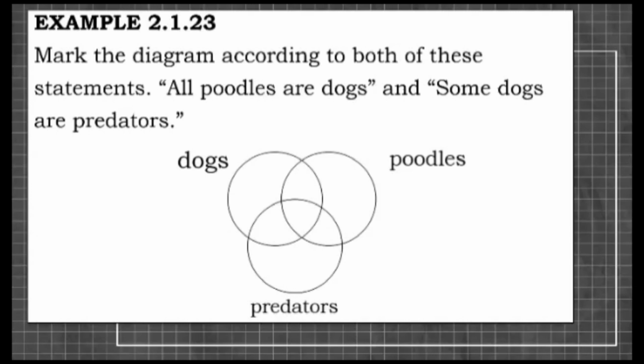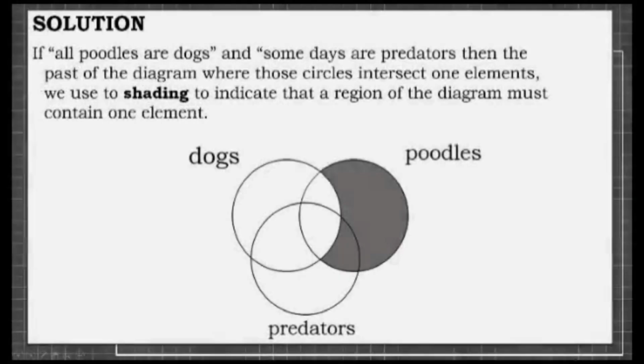2.1.23: Mark the diagram according to both of these statements. All paddles are dogs and some dogs are predators. So here is the solution. If all paddles are dogs and some dogs are predators, then the part of the diagram where those three circles intersect contains one element. We use shading to indicate that a region of the diagram must contain no elements.